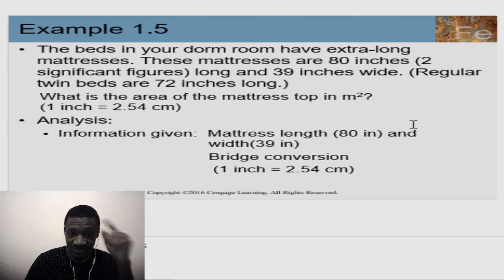So now they want you to find the area, and area is in meter square, but you are given the values in inches. So you're going to work from inches to centimeter, and from centimeter to meter. That's basically how you're going to solve this. So go for it. I'm begging you, go for it. You can do it. It's not too complicated.